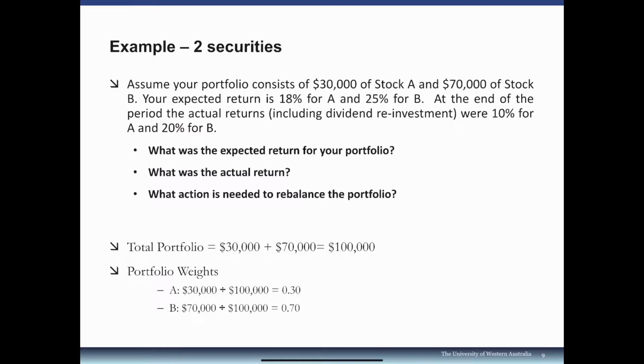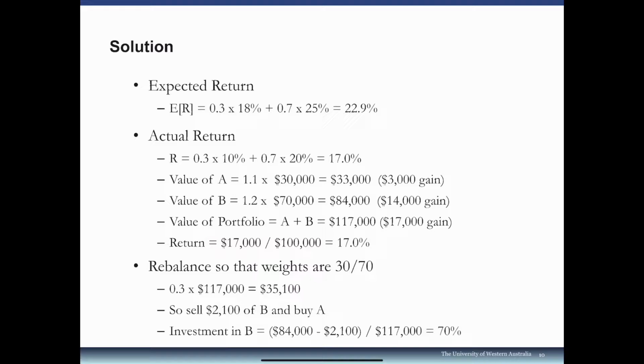So in this case, given that the weight would be 30-70, 0.3 times 117,000 gives you 35,100, which means if you want to do rebalancing, the value of A should be 35,100. But do you have that many? No, you don't, because the value of A in your current portfolio is only 33,000.